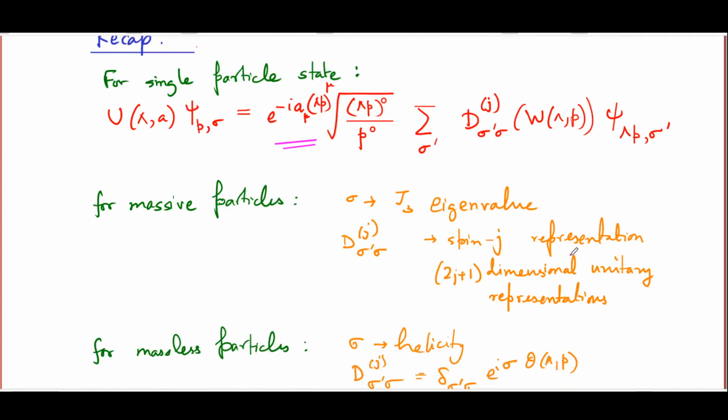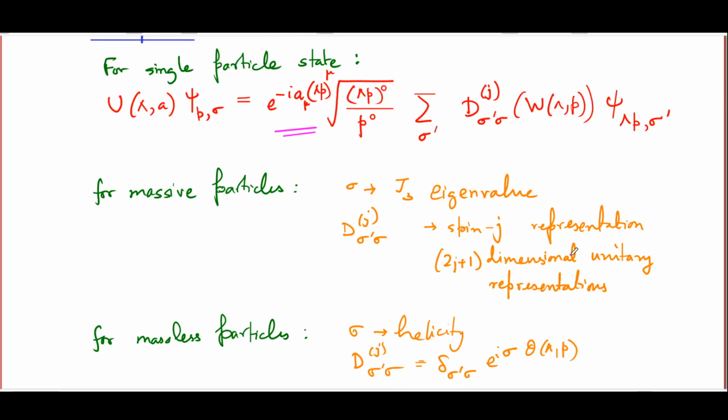For massive particles, this label sigma would be the J3 eigenvalue, and the effect of a Lorentz transformation would be to mix together states with different sigmas, different J3 eigenvalues, and this d^j_{σ'σ} would really be nothing but spin J representation matrices, the 2J+1 dimensional unitary representation matrices for rotation. Massless particles are slightly different.